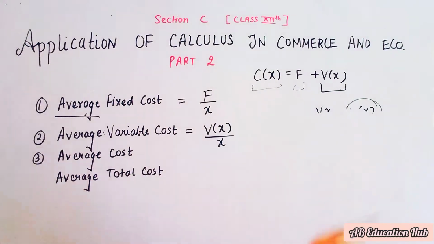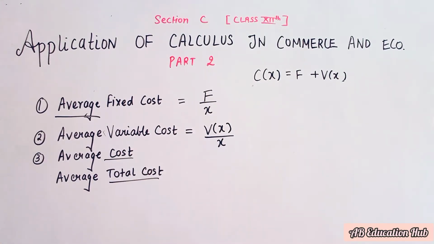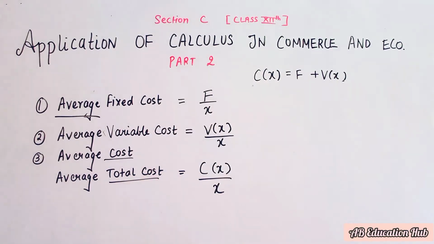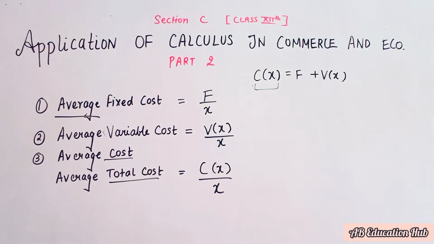Next, average cost. Average cost or average total cost has the same formula. It is C of x by x. And you know the formula of cost function is F plus V(x).